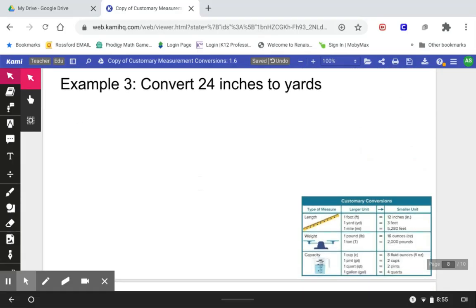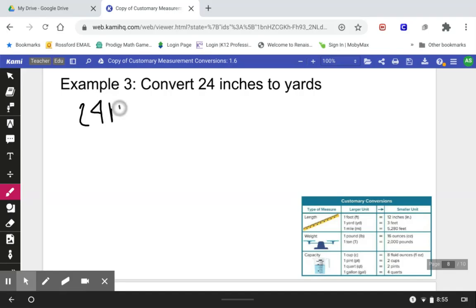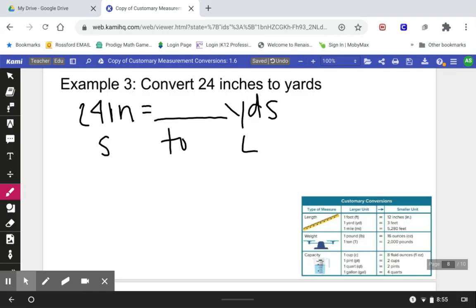All right. Now we're going to try to convert a small unit to a large unit. So convert 24 inches to yards. So we have 24 inches. We want to know how many yards that is. This time I'm going from a small unit to a large unit. For small to large, we are dividing. Bring down what we know.